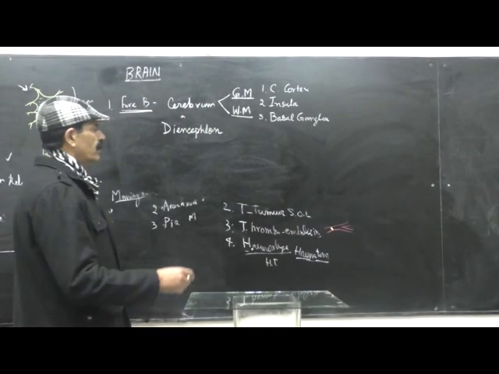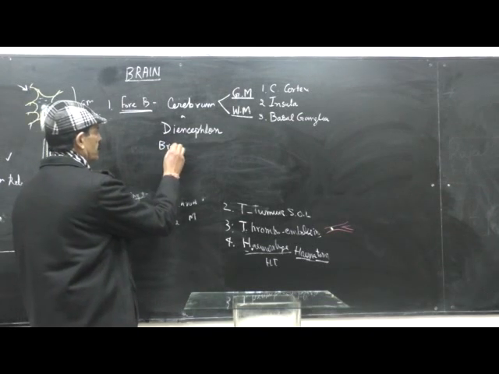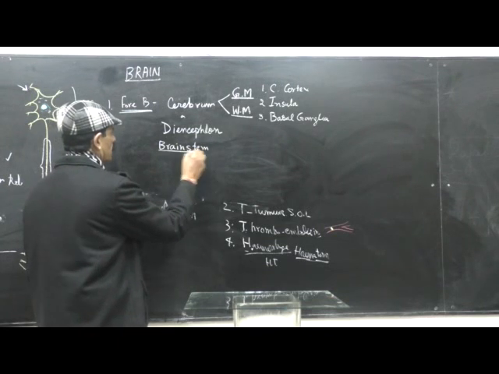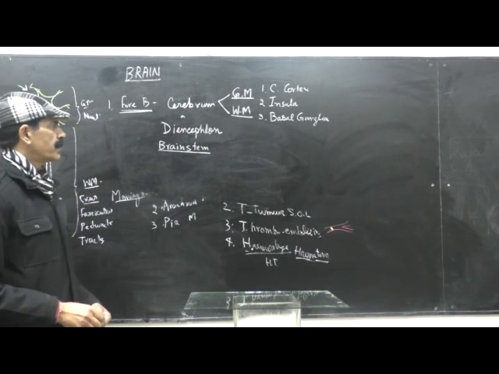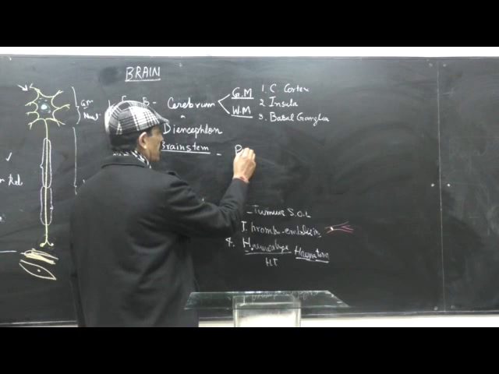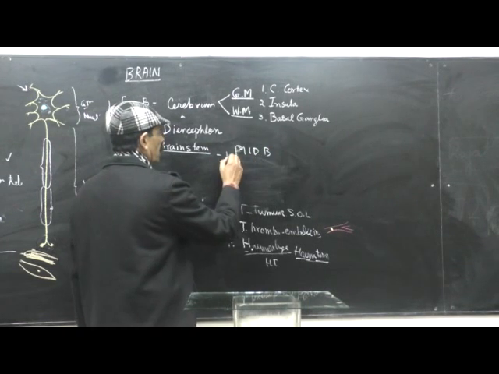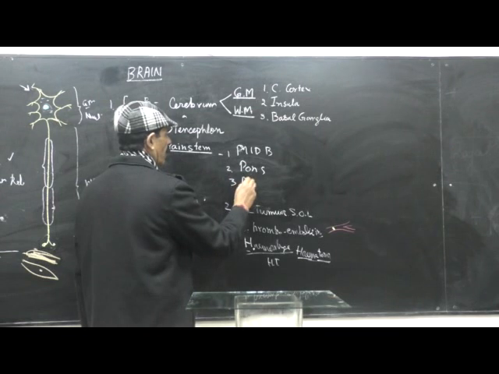Then we also use the word brainstem. Brainstem is the word used for three parts of the brain: the midbrain, pons, and medulla oblongata.